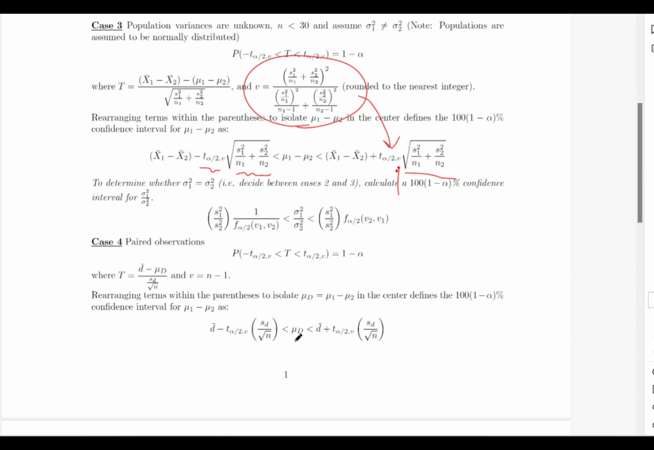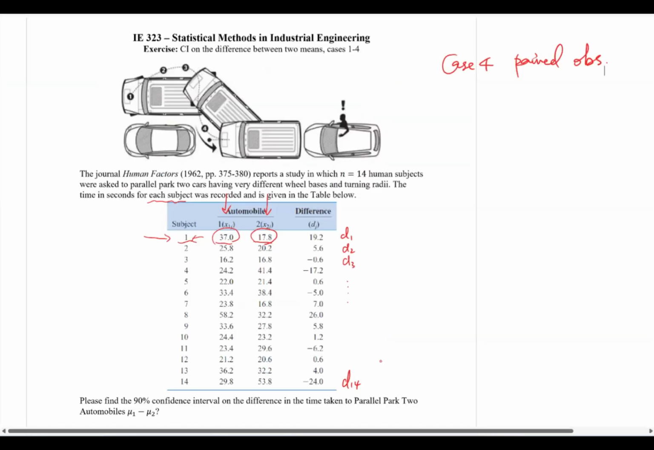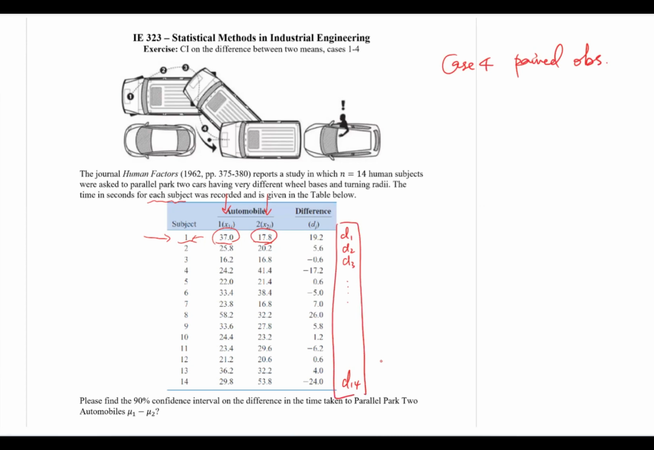So mu1 minus mu2 is the difference between two cars in the parking efficiency. And then we use d bar and sd instead of separate two samples. The main reason is these are paired observations, so we focus on this difference. This is a number, this is a number, the difference. Now the two sample problem becomes a one sample problem, that is the difference.